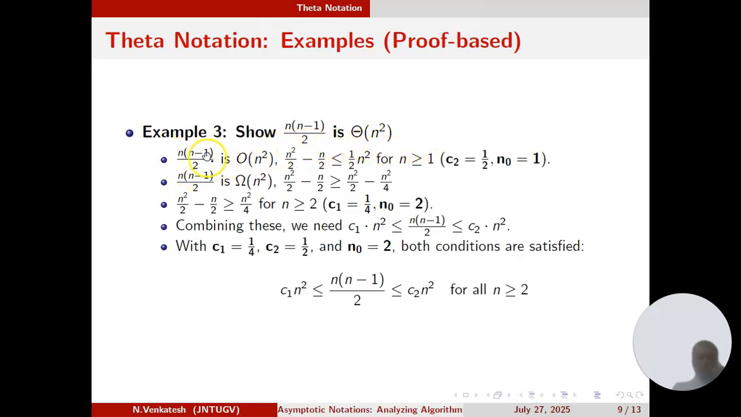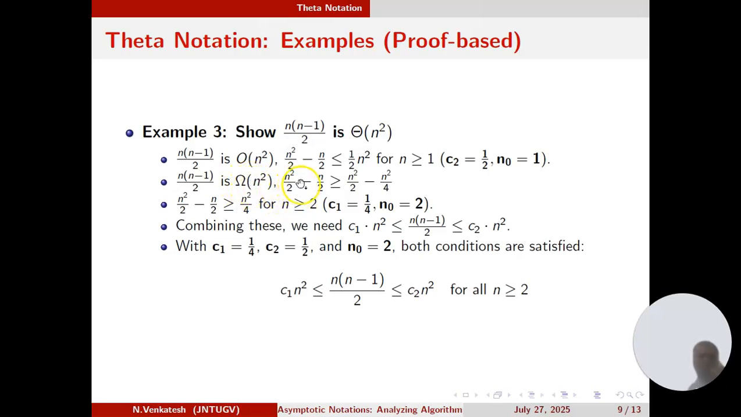So in that case, as we can see, n into n minus 1 by 2 is BigOh of n square, because n square by 2 minus n by 2 is less than or equal to half into n square. So if I choose half as c, half into n square is always greater than half into n square minus n by 2, because there is a subtraction term here. So we can say that as BigOh of n square. Now, which can also be said as big omega of n square.